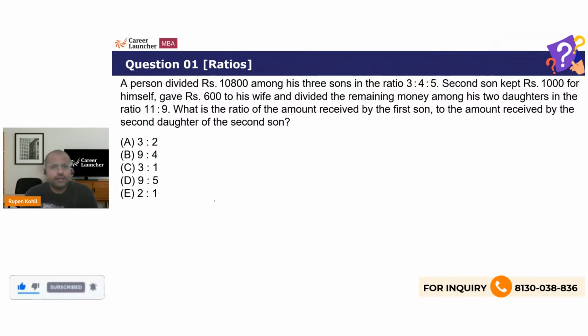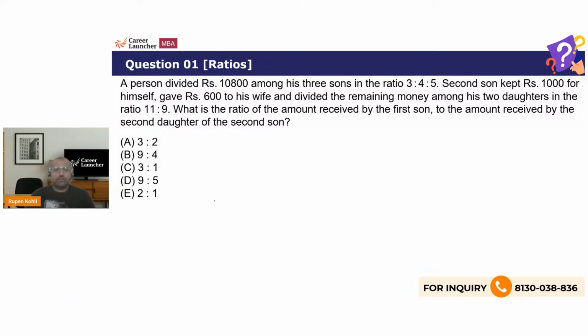A person divided rupees 10,800 among his three sons in the ratio 3 to 4 to 5. All right, so we can split this value in this ratio, right? Second son kept rupees 1,000 for himself, gave rupees 600 to his wife, and divided the remaining money among his two daughters in the ratio 11 is to 9. What is the ratio of the amount received by the first son to the amount received by the second daughter of the second son?